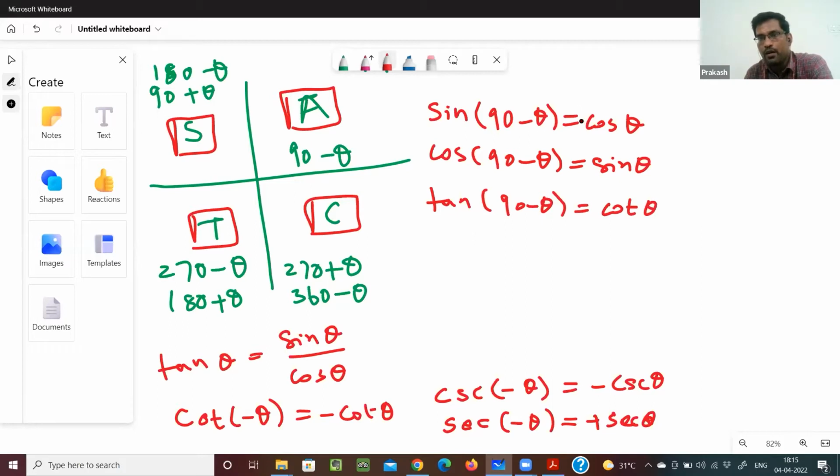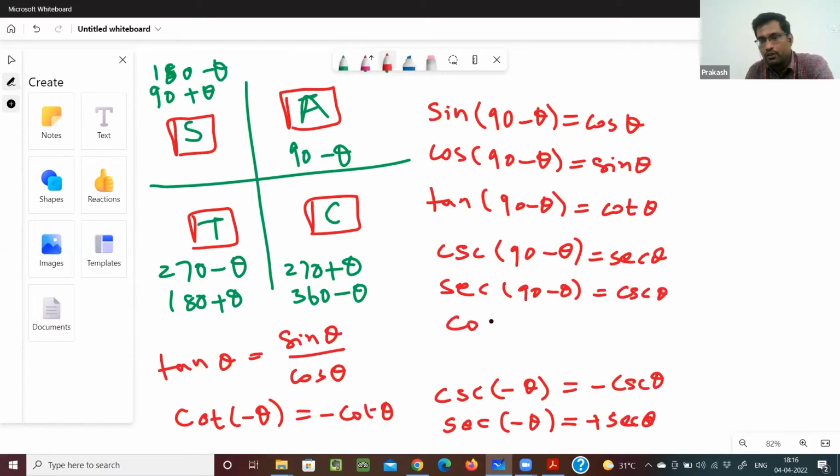Here you see all the values are positive, because in the first quadrant all kinds of functions are positive, not only sine and cos. Even cosecant of 90 minus theta is equal to secant theta, and secant of 90 minus theta is nothing but cosecant theta. Even cot of 90 minus theta we can write as tan theta. So these are very simple identities, and I think we won't get any doubt here.